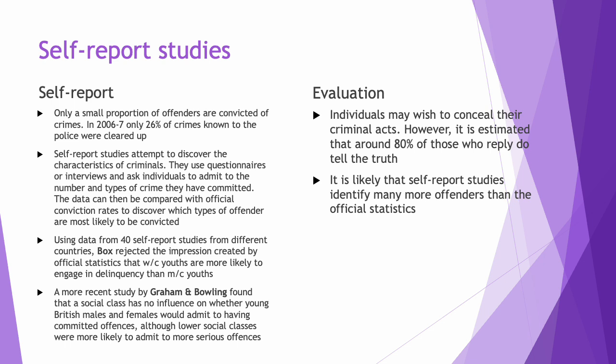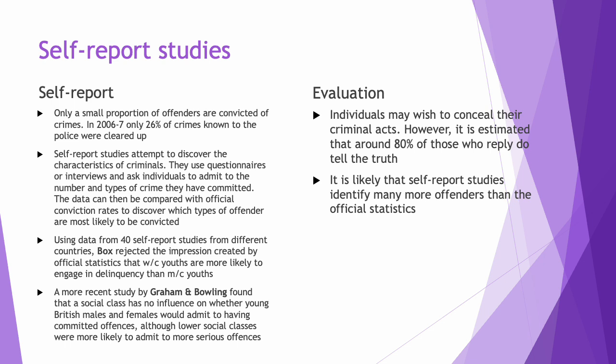Self-report studies attempt to discover the characteristics of criminals. They use questionnaires or interviews and ask individuals to admit the number and types of crimes they have committed. Their data can then be compared with official conviction rates to discover which types of offenders are most likely to be convicted.